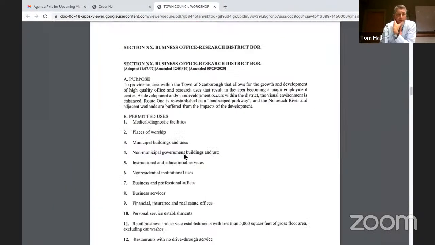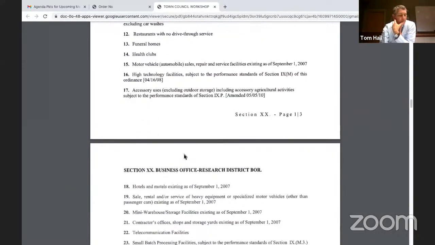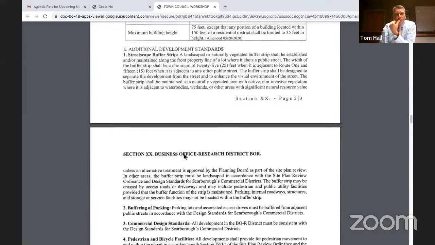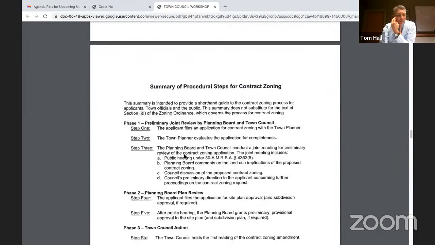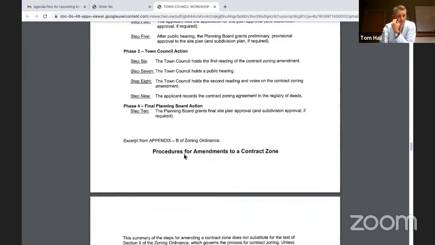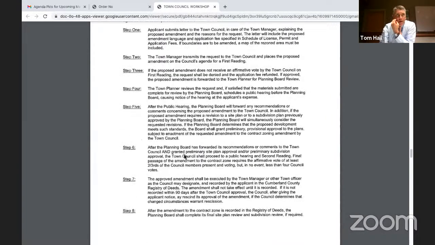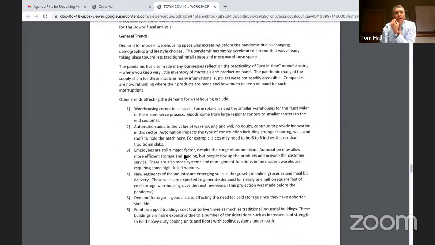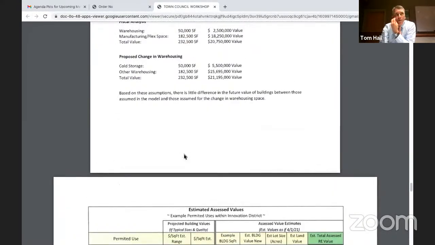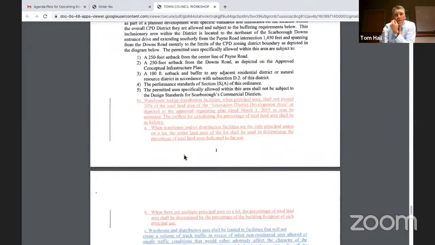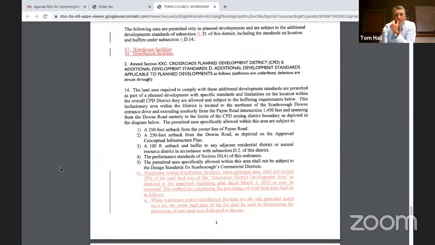This is a property owner initiated zone amendment. There's a good segue from our prior discussion here. The request is to add warehouse and distribution as a permitted use in the innovation district at the Downs. The matter has been heard and approved through first reading, at which time there was an amendment added that limited this new use, that being warehouse and distribution, to no more than 30% of the area. And that's where the matter sits technically.